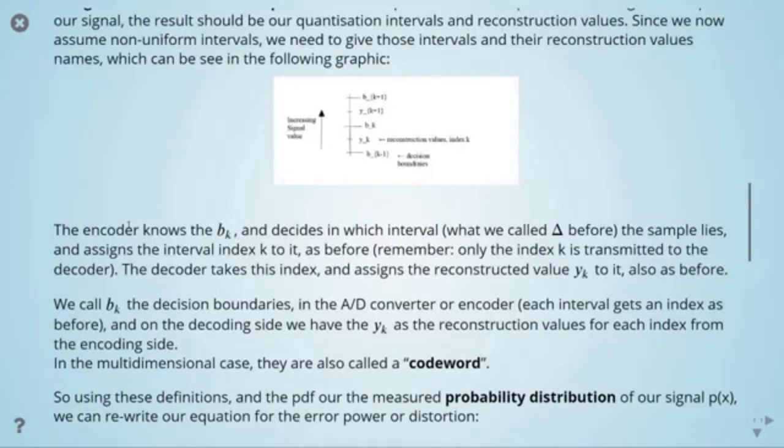The encoder knows the decision boundaries, knows the b of k's, and decides in which interval, what we called delta before, the sample lies, and assigns the interval index k to it. Only the index k is transmitted to the decoder. The decoder takes this index and assigns the reconstructed value y of k to it as before. We call b of k the decision boundaries. So in the AD converter or encoder, each interval gets an index as before, and on the decoding side we have the y of k, the reconstruction values for each index from the encoding side. In the multidimensional case, they are also called a code word.